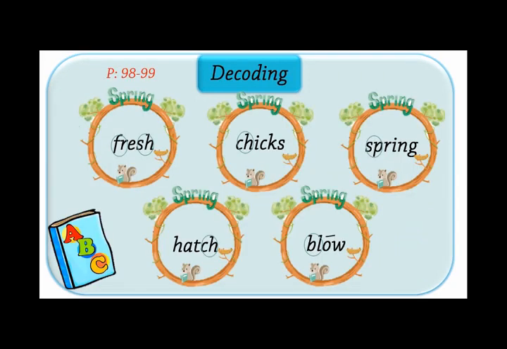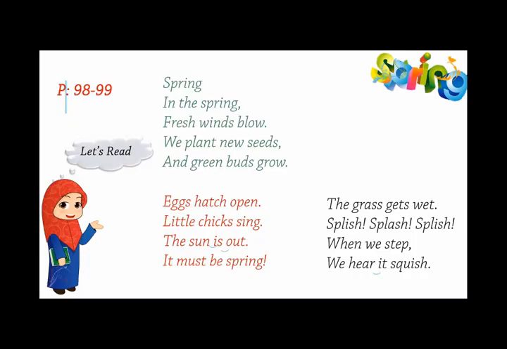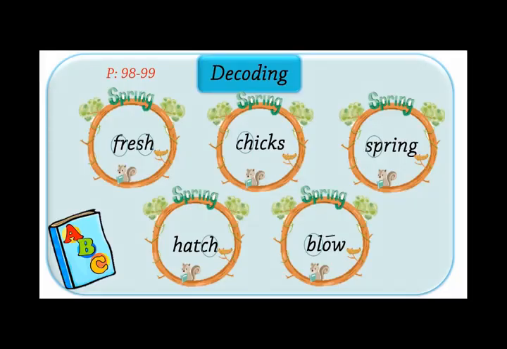And now we come to this step, which I like very much. It's the decoding or blending step. Let's start. These words are in page 98-99. We just read them. Okay? Come with me to the first one and read it aloud. This word is fresh. Repeat, please. Fresh. Yes. Let's start.